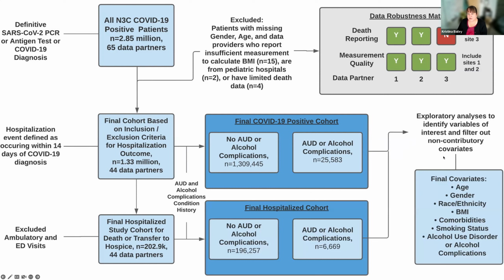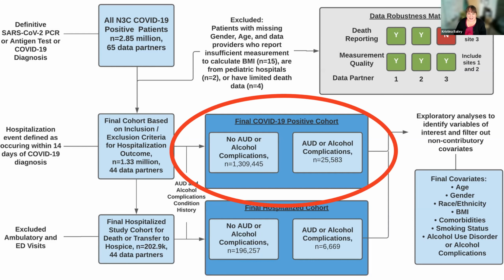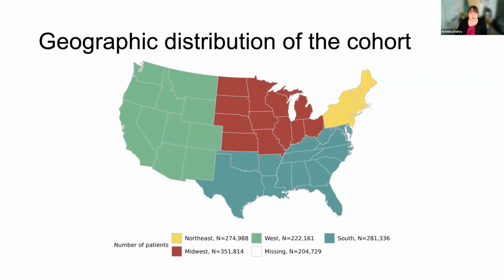We initially did some exploratory analysis to identify variables of interest and filter out non-contributory covariates. Our final covariates included age, gender, race, BMI, comorbidities, smoking status, and alcohol use disorder or alcohol complications. So the first set of data I'm going to show you is in this entire cohort, both those that were hospitalized and were outpatients. Geographically, we had a really nice distribution of this cohort. You can see that the numbers are very similar from every region.